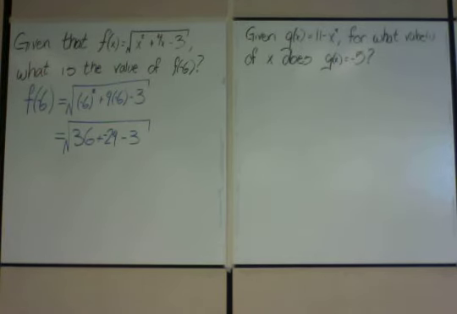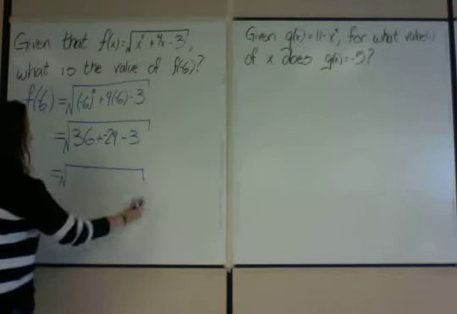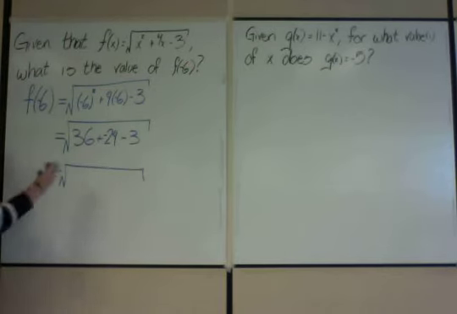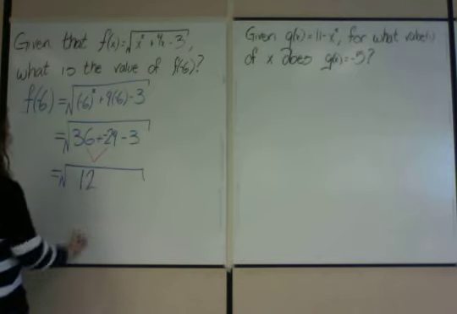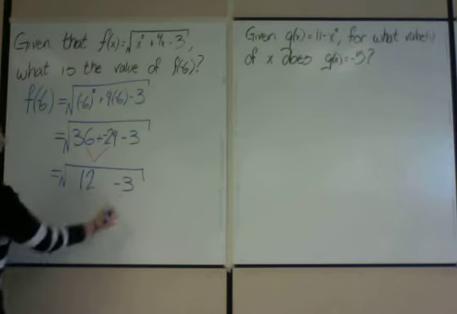So now we have the square root of 36 plus a negative 24 minus 3. Right now, we're just going to do this part right there. 36 plus negative 24, or 36 minus 24. They mean the same thing. 36 minus 24 is going to give us a 12, and we still have the minus 3.